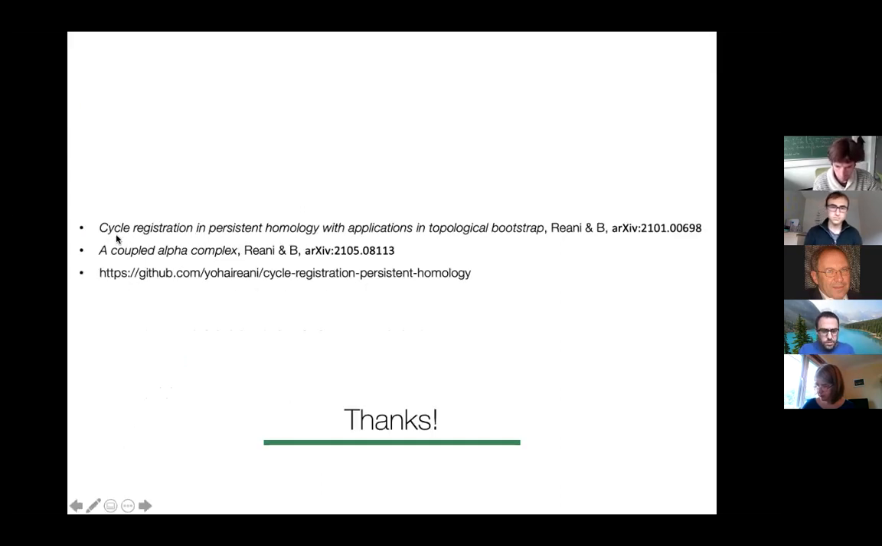Yeah, so the first paper is what I was telling you about. The second one is an improved sort of alpha complex that can be used with this cycle registration framework. And also you can find code for everything I told you about, if you want to try to play with it, on GitHub. But that's all.